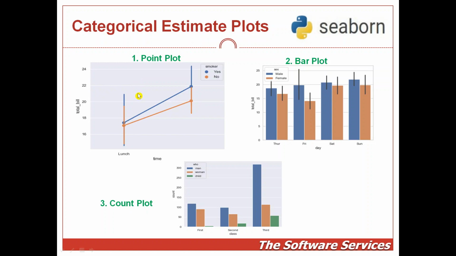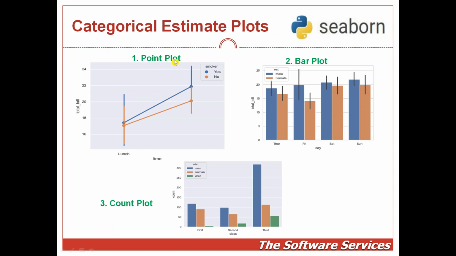So under this classification we have three types of plots. One is point plot, the other is bar plot, and the third one is count plot, friends, okay. So let us discuss each plot individually. Let me discuss point plot first.